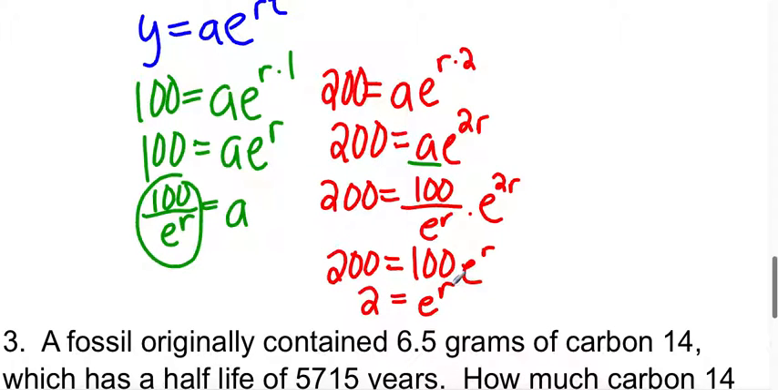And we are so close. If we take the natural log of both sides, we can bring the exponent down in front, and we get the natural log of 2 equals r natural log of e, which just cancels out. So r is the natural log of 2. That's exciting. What is the natural log of 2? Let's find out. Natural log of 2. 0.693. Great. So r equals 0.693.